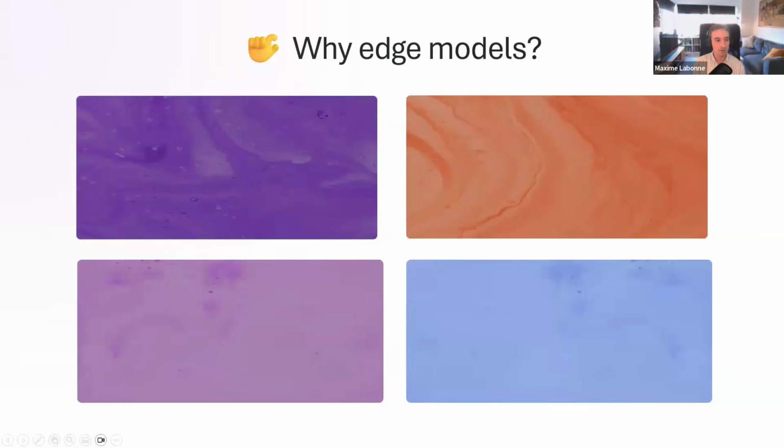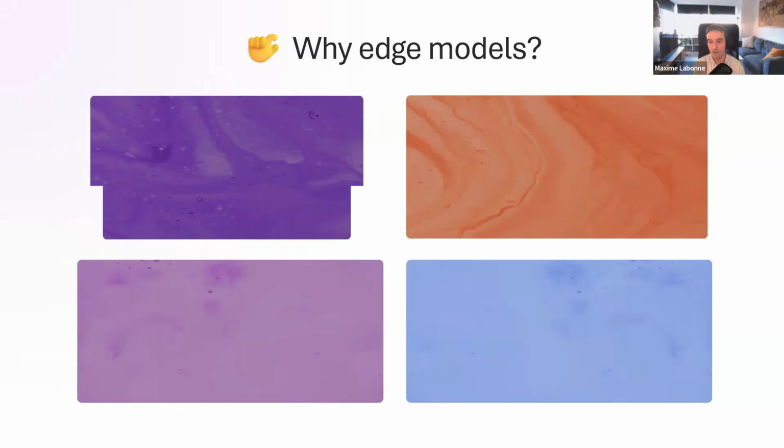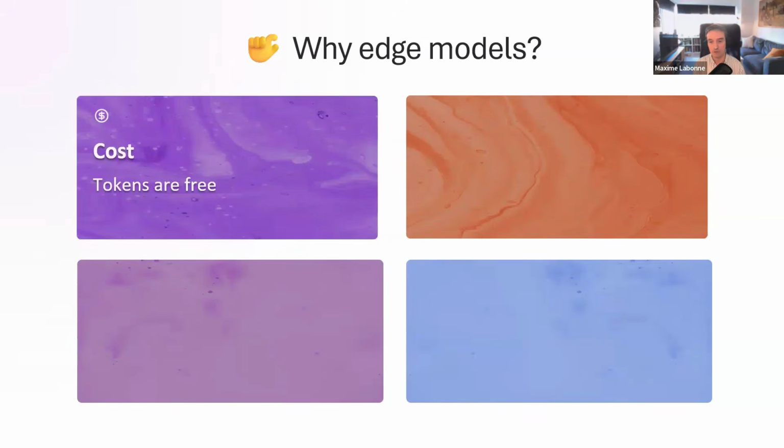Okay, let's start with a simple question. Why are we interested in edge models at all? If you look at the headlines, I think frontier, really big models are really the most popular ones, but edge models have a lot to offer. And the first thing is cost, because the tokens are free. You do not pay an API token here. You just care about the inference on your own device. So basically, the tokens are free to generate.